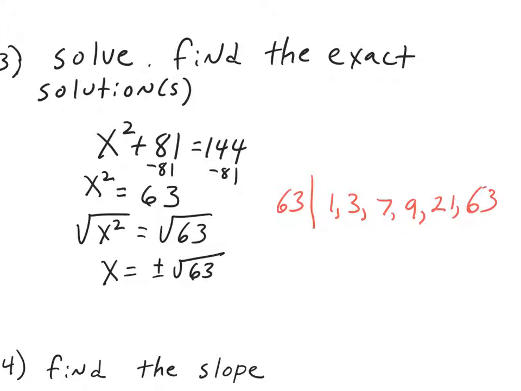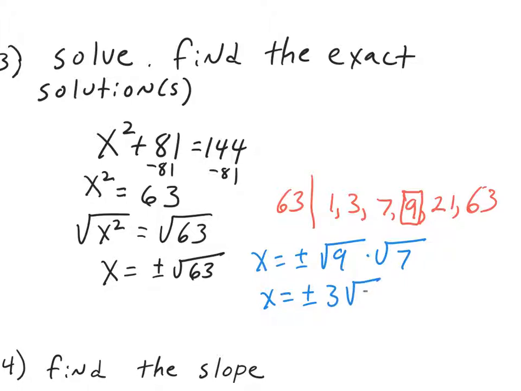The most important thing is I found a perfect square, which is 9. And 9 times 7, we'll get 63. So that's how we're going to split the 63. So x is equal to plus or minus square root of 9 times square root of 7. And the square root of 9 is 3. So we end up with our final answer being x equals plus or minus 3 times the square root of 7.